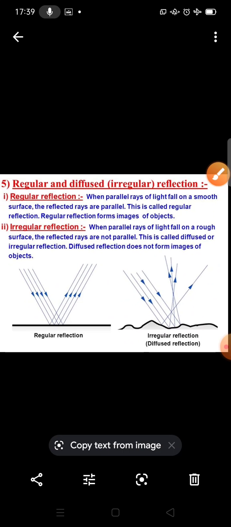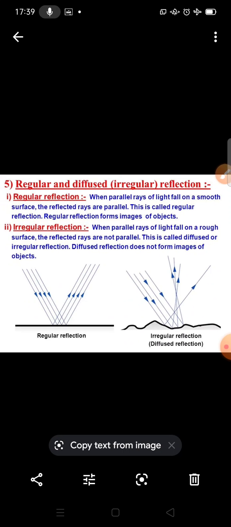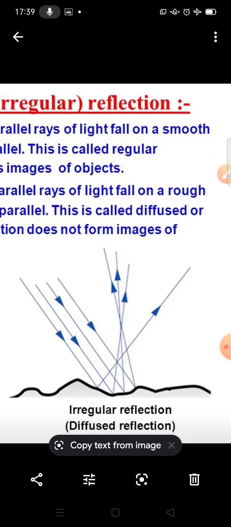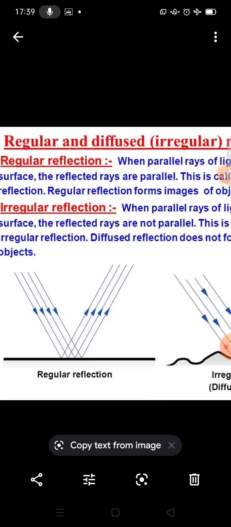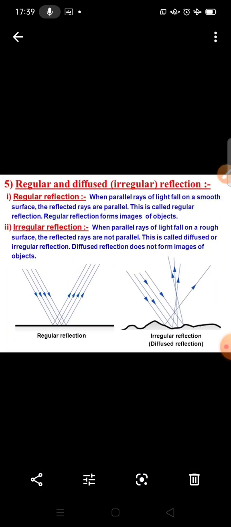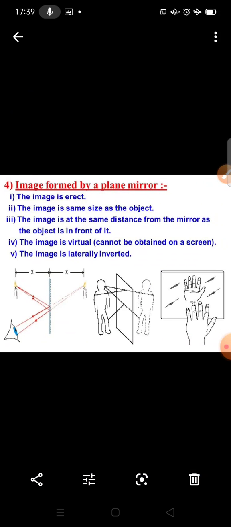Now, you can see the difference between regular and irregular reflection. In the same medium, they all are parallel to each other in regular reflection. But in irregular reflection, after the reflection, the reflected rays scatter in different directions. So this type of reflection is called diffused reflection or irregular reflection. You can see the diagram also. I think you are clear about regular and diffuse reflection, and the image formed by a plane mirror. These are the characteristics of the image formed by a plane mirror.